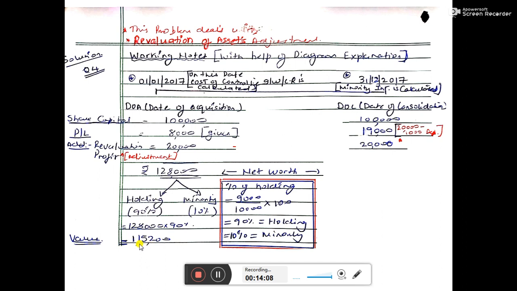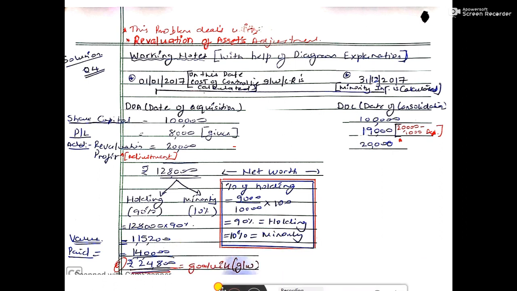1,15,200 is the value. For this 1,15,200, if you see in the balance sheet on the investment side, investment X Limited for holding 9,000 shares, they have paid 1,40,000. So X Limited is paying extra over the value of 1,15,200. So that extra 24,800 is called goodwill. This goodwill will be coming in the balance sheet in intangible assets, as I have already told you.